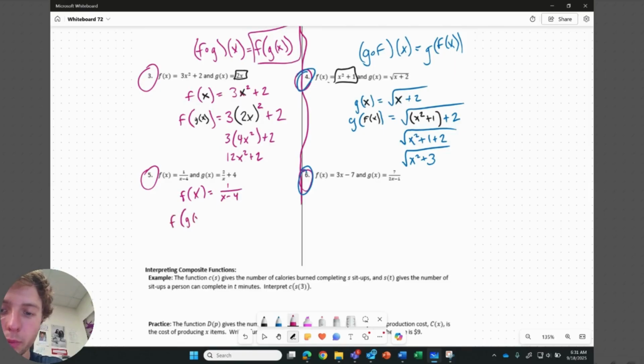On this one, we were replacing x with g of x. So 1 over, get rid of the x, replace it with 2x plus 4, and bring everything else with. Notice the 4's in this case will cancel, leaving us with 1 over 2 over x.